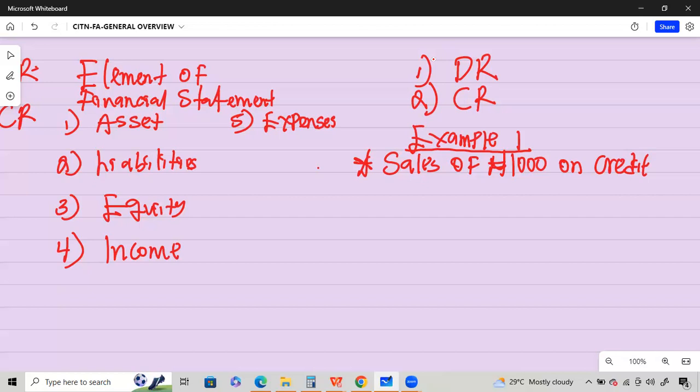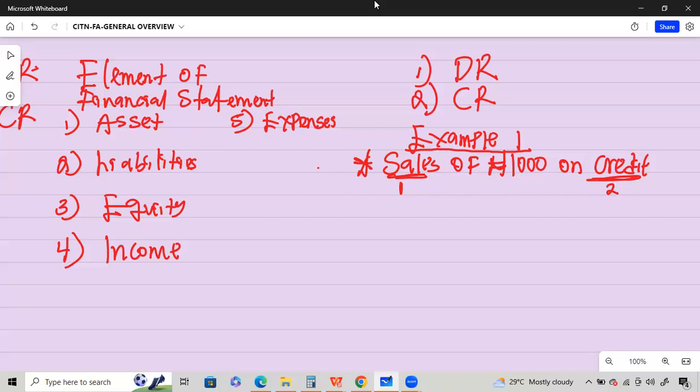Now, one of the things that you should be able to do, the first thing, is that this particular transaction, let's say you made a sales. Sales is one, and you are selling on credit, this is two. You made a sales of 1,000 naira. But when you make that sales, is it a cash sales? No, it's not a cash sales. It is a credit sales.